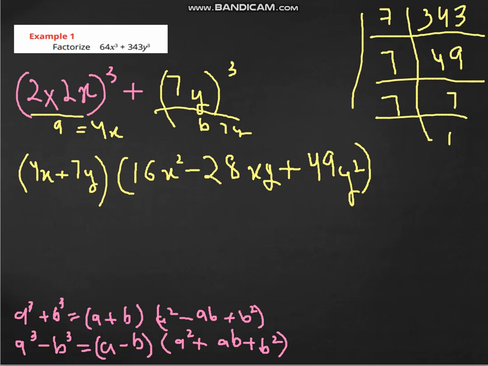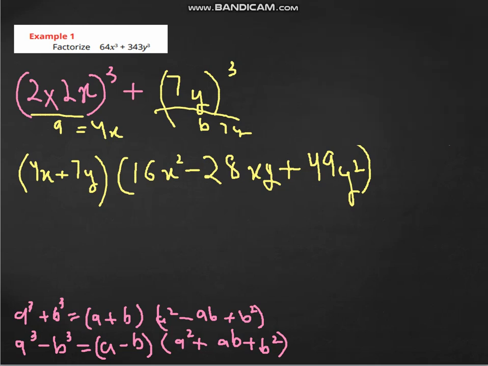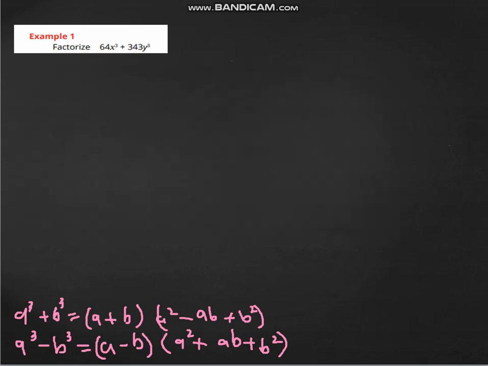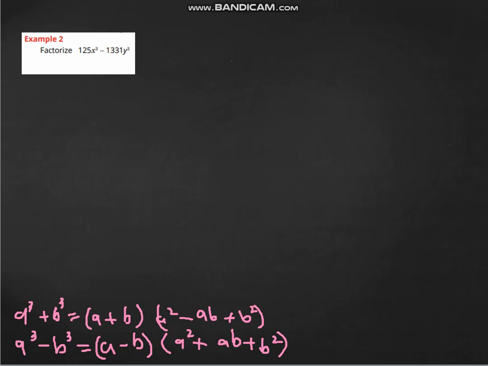Okay, now let's move on to the next question. Let's clear everything up except for the formulas. So the next question is 125x cubed minus 1331y cubed. First of all, we'll find out the cube roots of 125 and 1331.